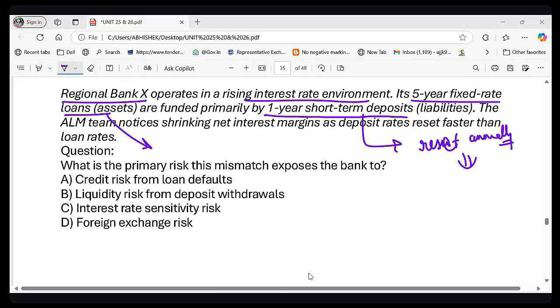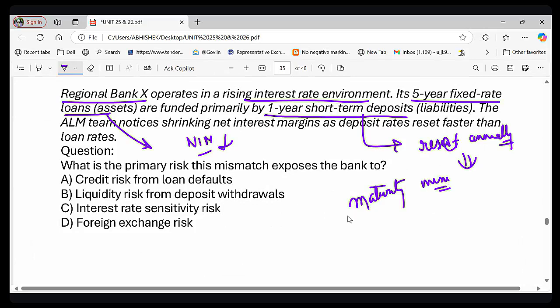Can you answer now? Okay. So in this case, the bank's net interest margin will shrink, right? It means profits are squeezed, right? So the bank has a maturity mismatch between assets and liabilities. This is called maturity mismatch, right? As you can see, a 5-year loan and a 1-year deposit.